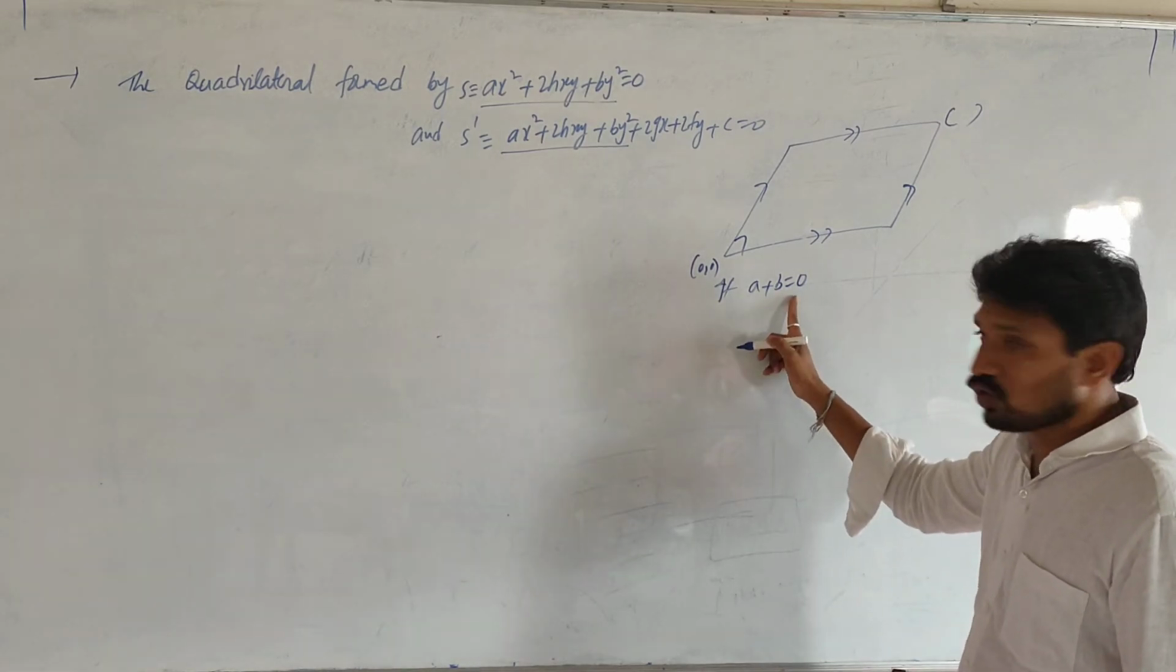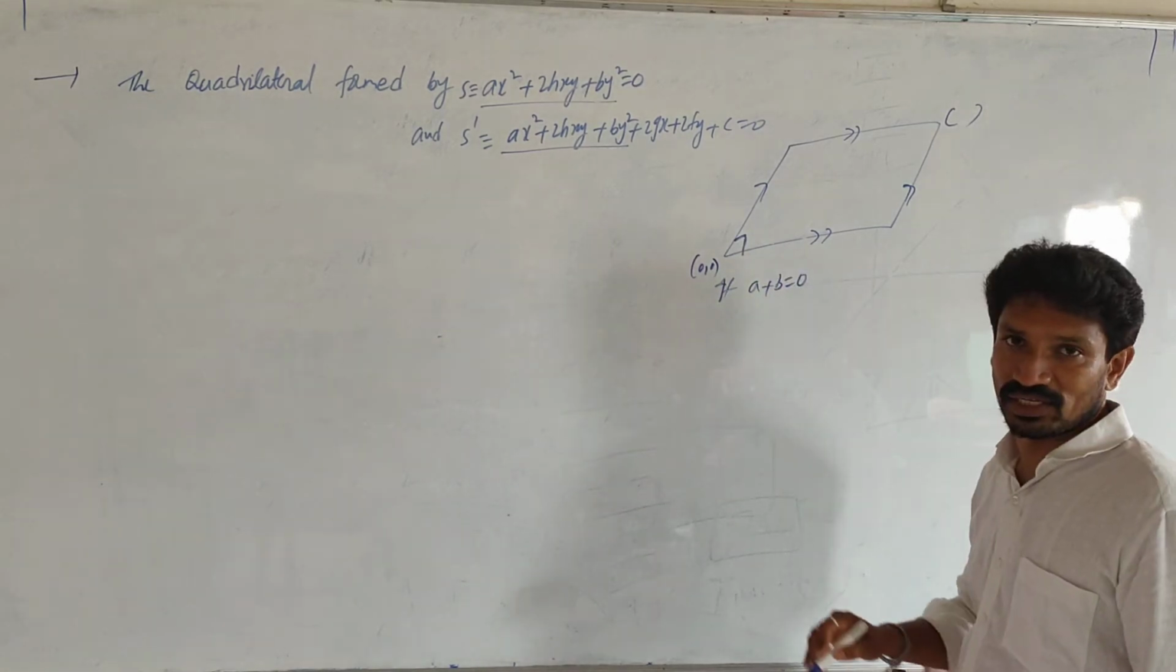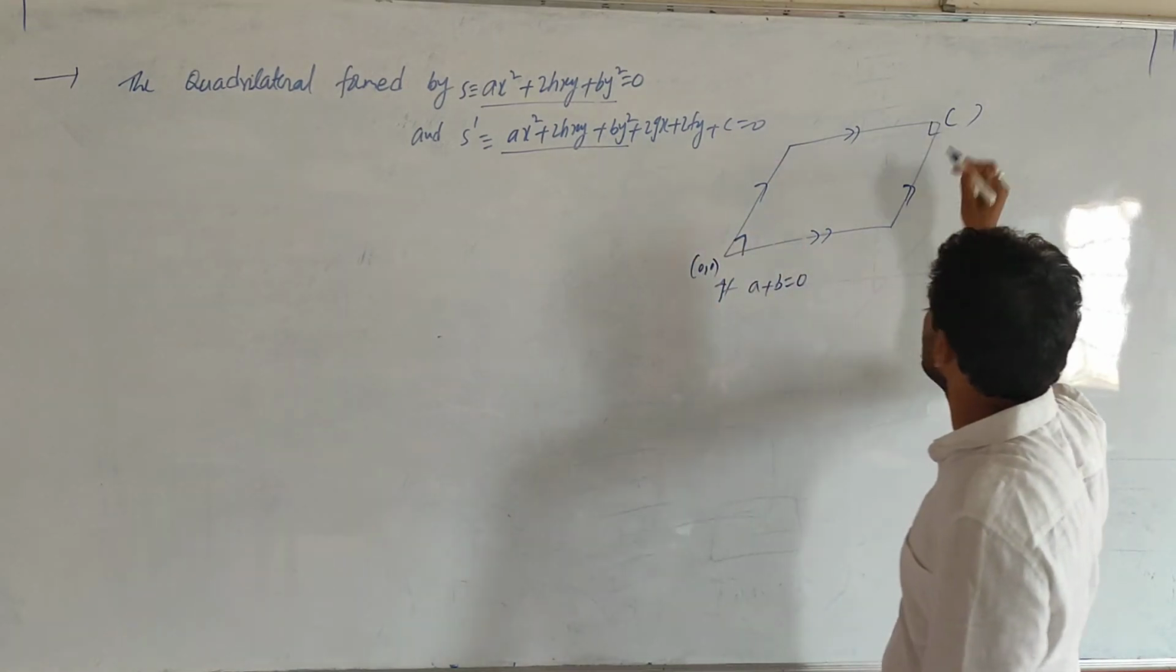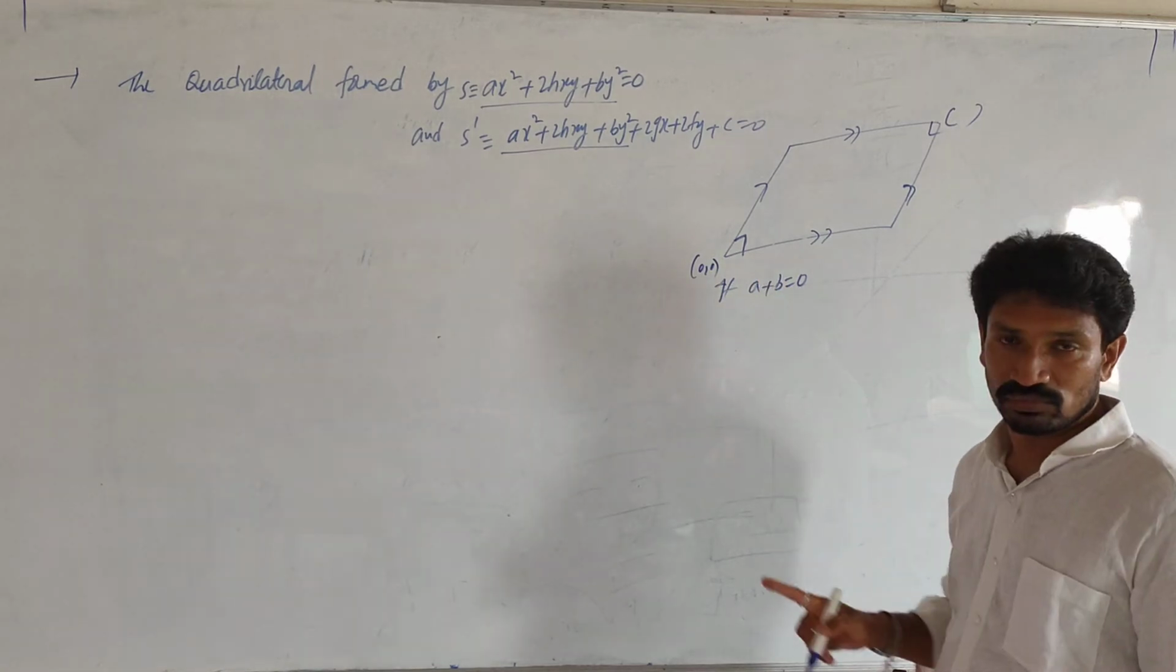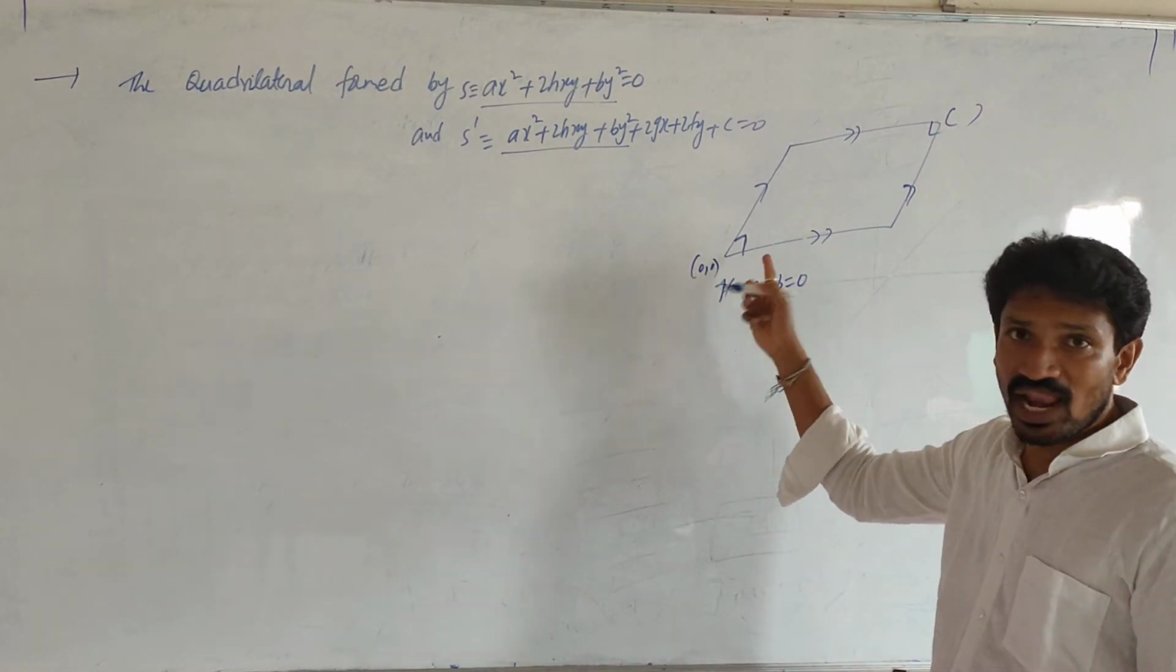If a plus b is equal to 0, then here the angle will be 90 degrees. Automatically this angle is also 90 degrees. So what are the possibilities? Rectangle or square.